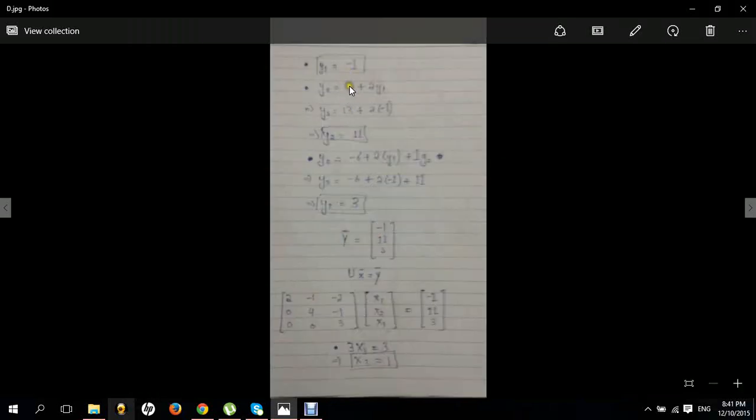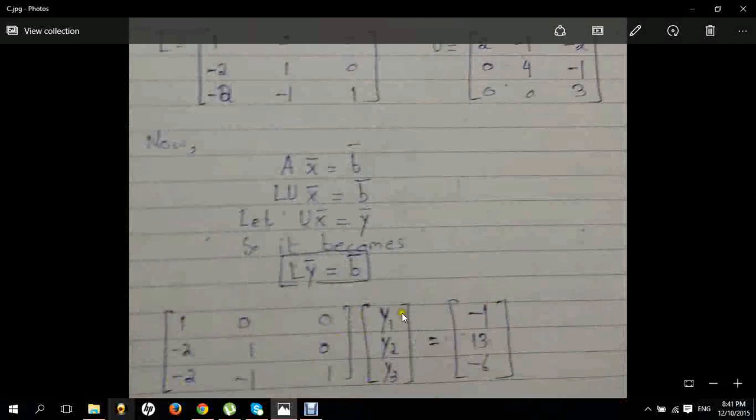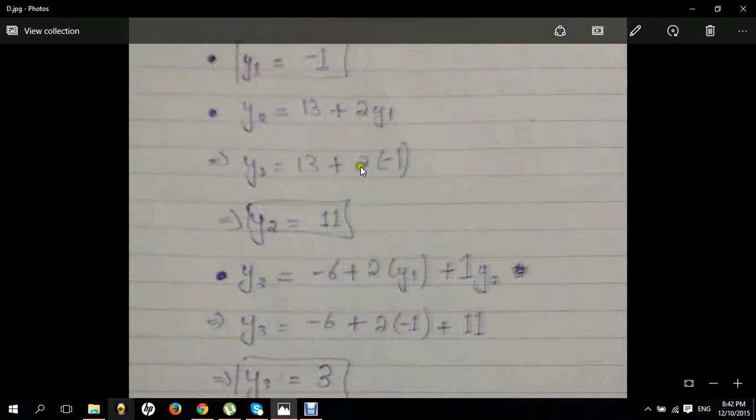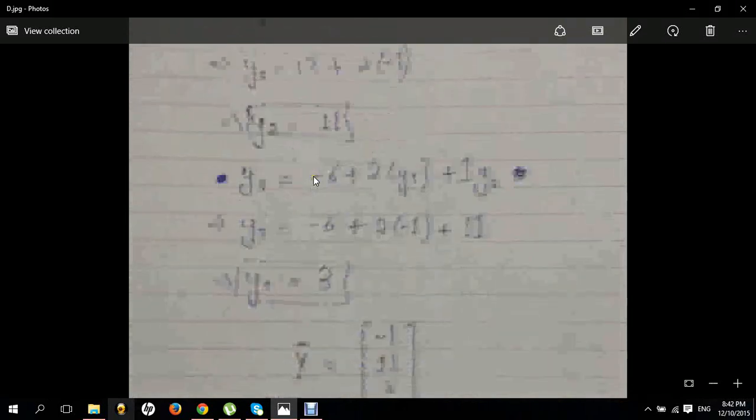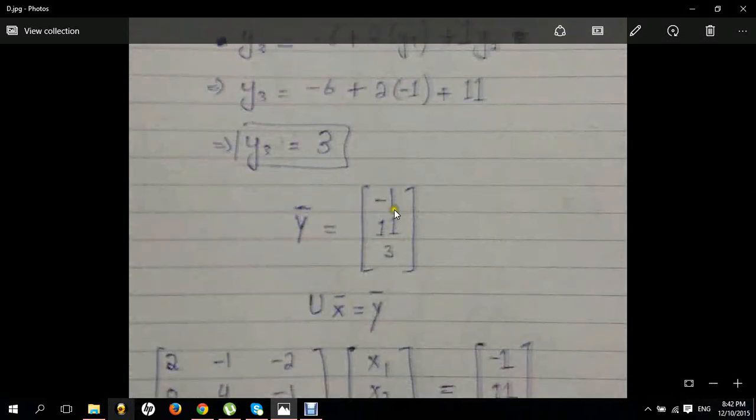I'm going to show you how I do it. As you can see, when this row is multiplied by this column, it is equal to 1, and when this row is multiplied by this column, that will be equal to 13, and the last row multiplied by this column will be equal to -6. As you can see, I have evaluated the values of y1, y2, and y3. Now we'll put these values back into our matrix Y. So we have our matrix Y values.